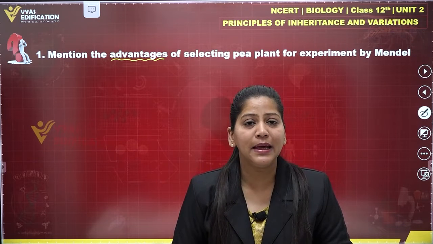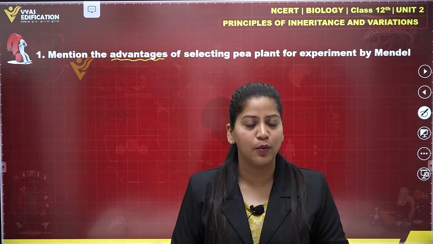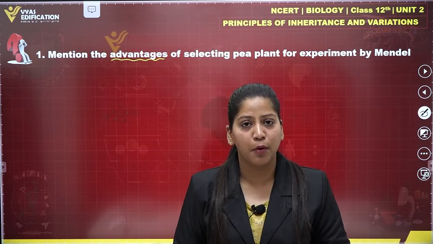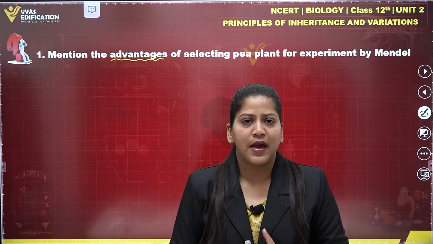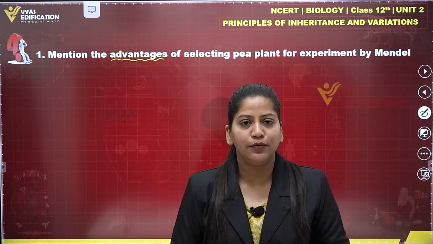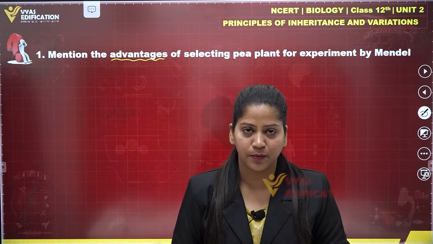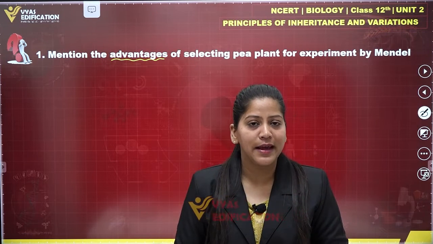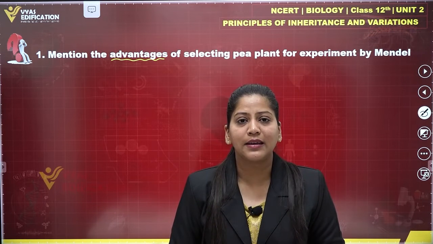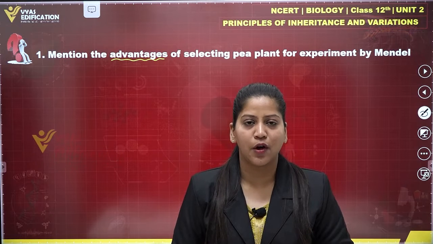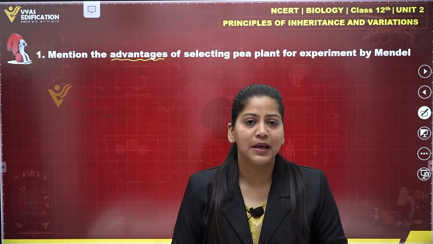Second is that the pea plant has bisexual flowers. Pea plants have bisexual flowers which undergo self-pollination. So this is also an advantage. In case any insect is not available to pollinate the plant, then they undergo self-pollination. This is also an advantage. Next advantage, if we talk about the pea plant, it's easy to practice cross-pollination in the flowers of pea plant.